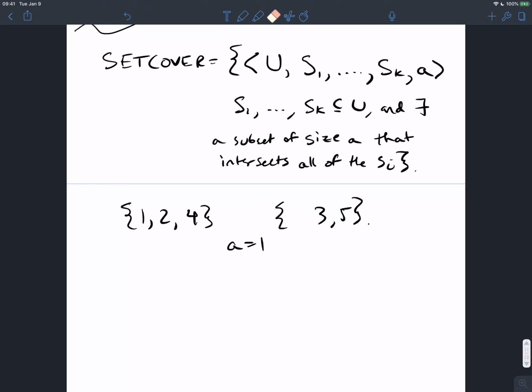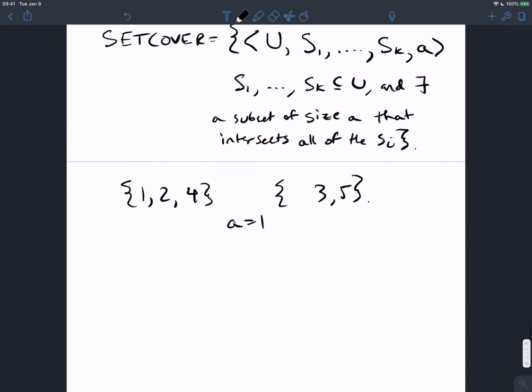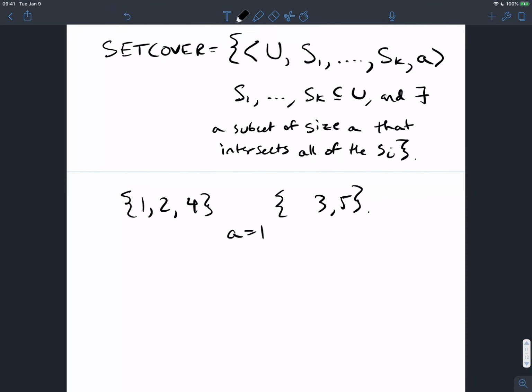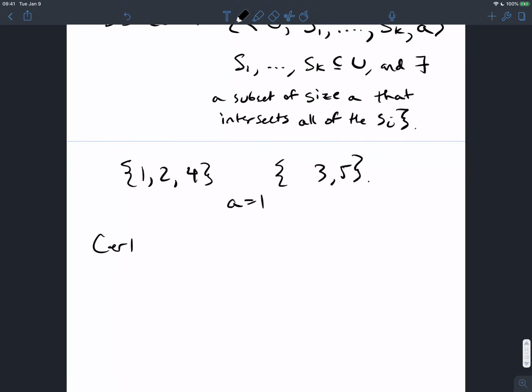What if I deleted the 2 from the other one? Is there a subset of size 1 that works here? No. So in fact, that would be a no instance. Is set cover in NP? What would be the certificate? The subset of size A. Okay, so what is the certificate?